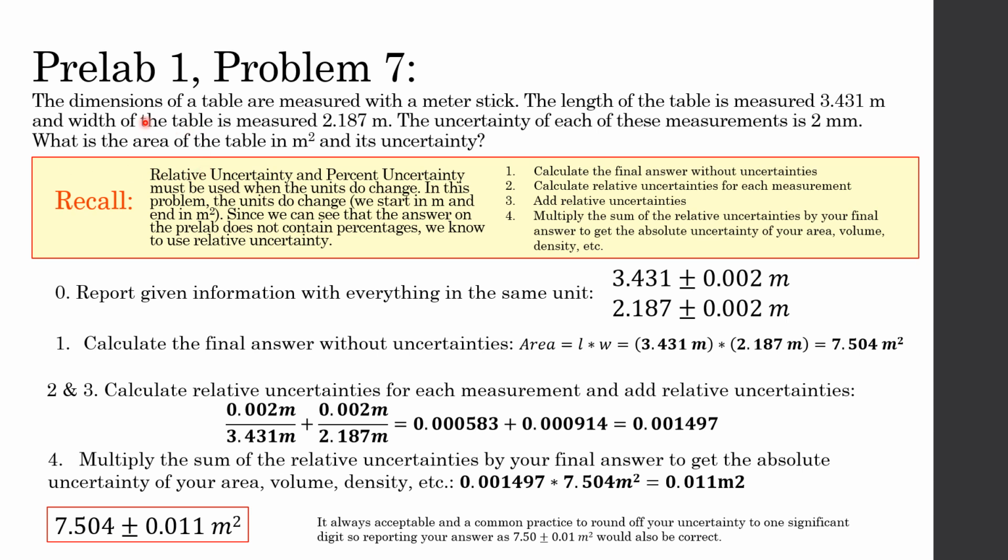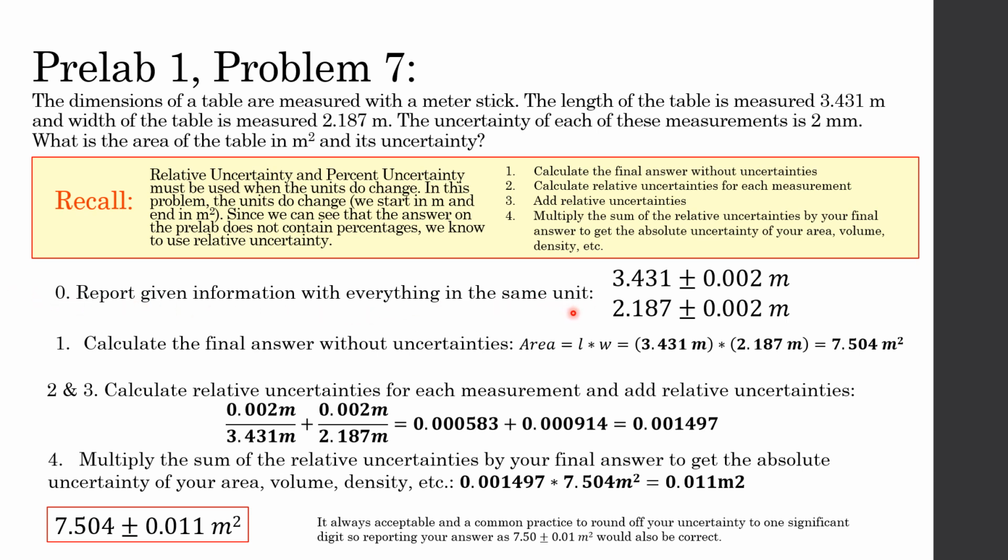That's because we're going to have an area that's in meters squared at the end, but we're starting out with a width and a length that are in just meters. So we do have a unit change that's taking place. So speaking of unit changes, the very first thing that I'm going to want to do is make sure that all of my information is in the same unit.